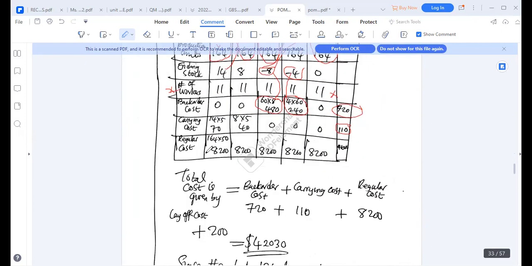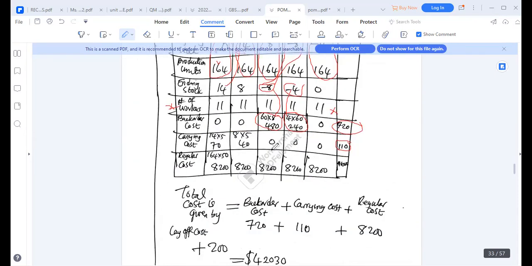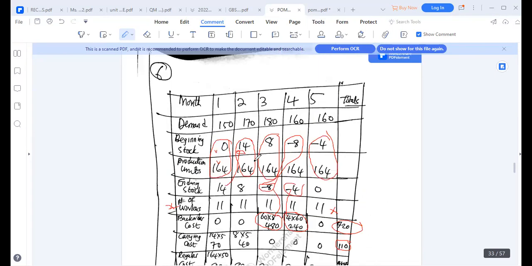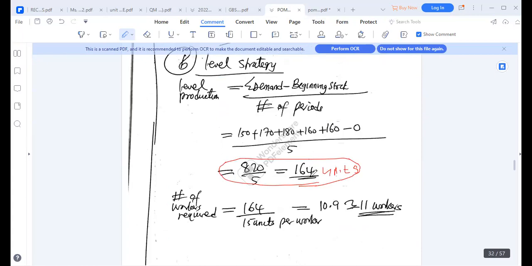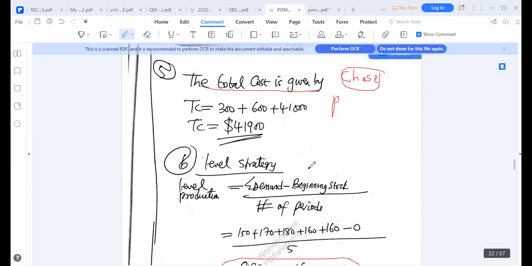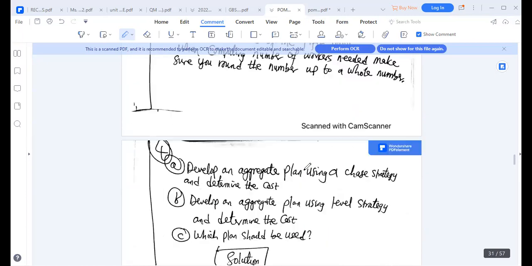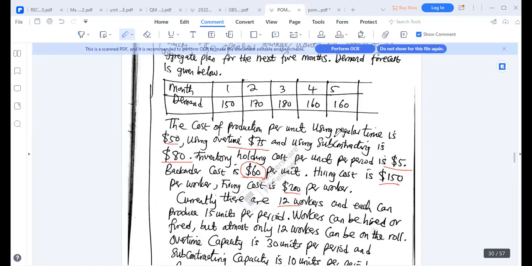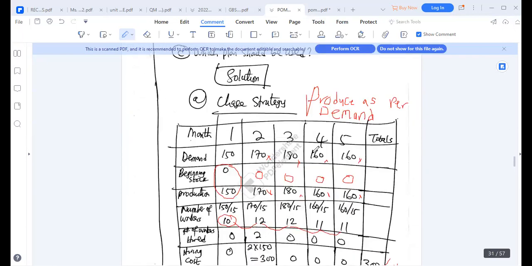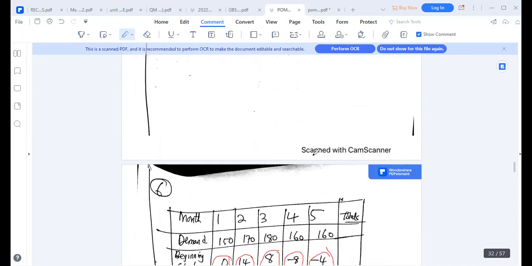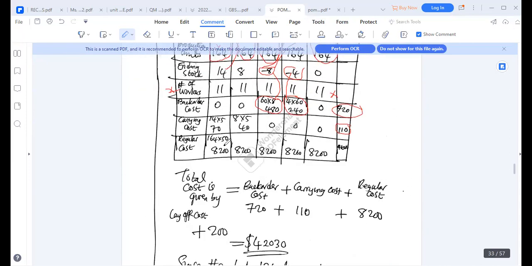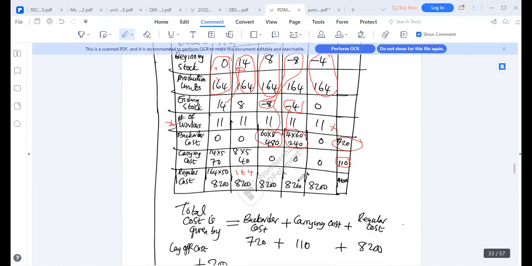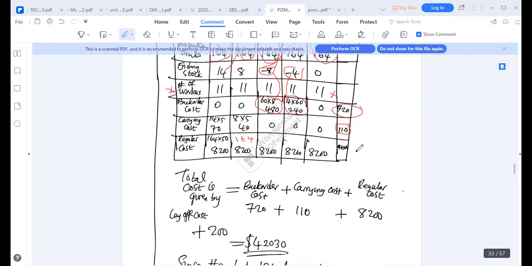Then getting down to the regular cost, it is the production units that we are producing. The average we are producing is 160 units, but to produce a unit on a regular basis, it is $50 per unit. So from here, we are now able to compute the total. Here 164 by 50 throughout, it was 164 production units, the level production of the same amount. So it's coming to 41,000.